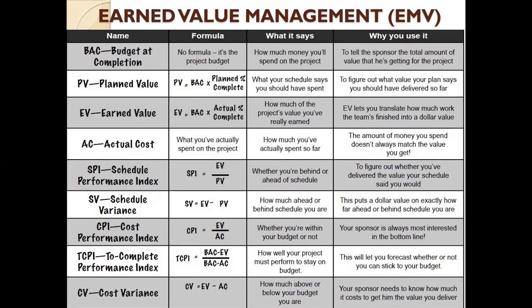Then I want to pick the next two together again: CPI or CV. CPI or CV helps you to know how you are doing in terms of your budget, in terms of your expenditure. So it can be that you are within budget, below budget, or ahead of budget. Those are the three possible positions.